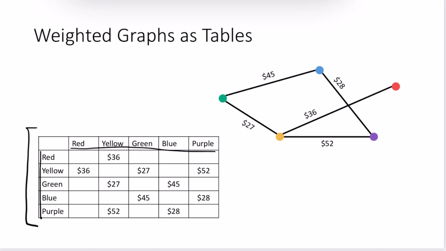So like if we look at this number, for example, that number is telling us that the red and yellow vertices are attached to each other, and that edge that attaches them has a weight of $36. And you'll notice that in the table there's always doubles, because if the red is attached to the yellow, you could also say that the yellow is attached to the red. So your table will always have duplicate numbers that represent each edge. And you can see like the blank spaces are basically communicating where there are no edges. So there is no edge between the red and green vertices, and so that's why there's a blank space here.